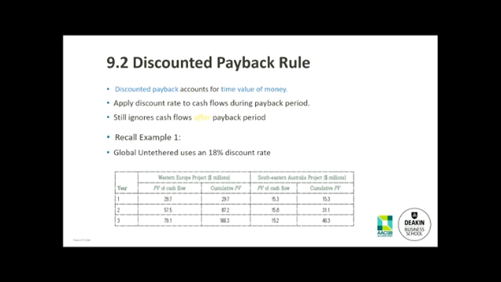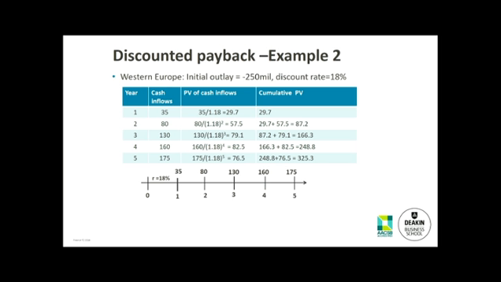Now, let's see the project. We still start from Western Europe. For the Western Europe, let's see what's going on here. Here is your cash flow. Let's assume your discount rate is 18%. If your discount rate is 18%, you have 5 cash flows, am I right?